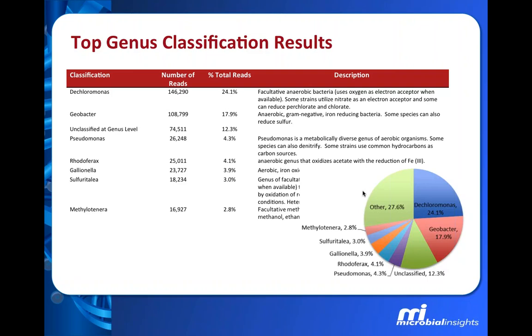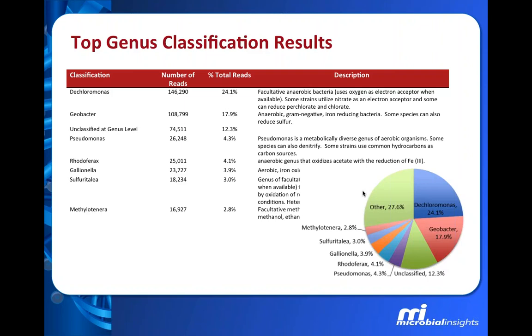Now, I want to be sure to point out, when we're talking about our percent of total reads, this is not quantitative. It's used for comparative purposes, as an indicator of relative abundance within our sample, but it's not going to be quantitative like we get from a qPCR type approach.